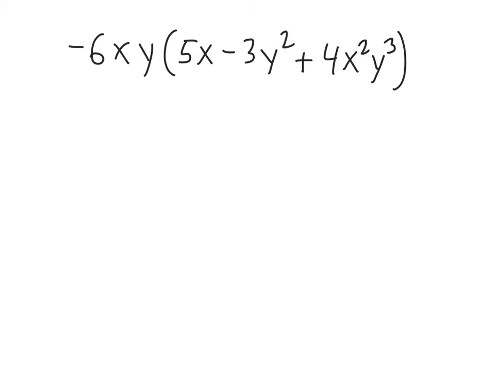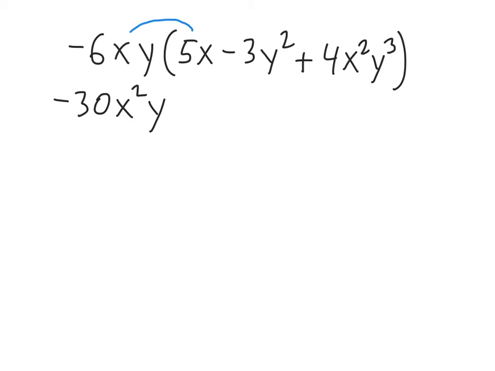Alright, distributive property again. Just notice this is a negative, so we're going to change the sign on every single one of these we multiply by because we're multiplying by a negative. So negative 6xy times 5x. Remember, do each of these separately. So negative 6 times 5 is negative 30. X times x is x squared, because we're adding the exponents, and then there's no y, so the y just stays by itself.